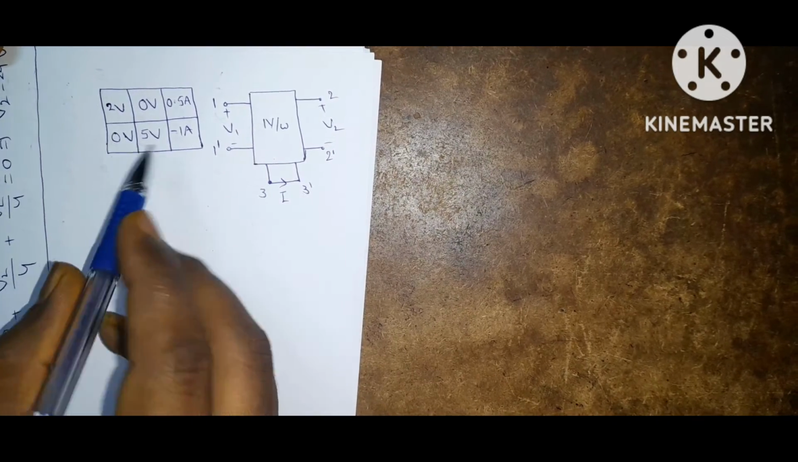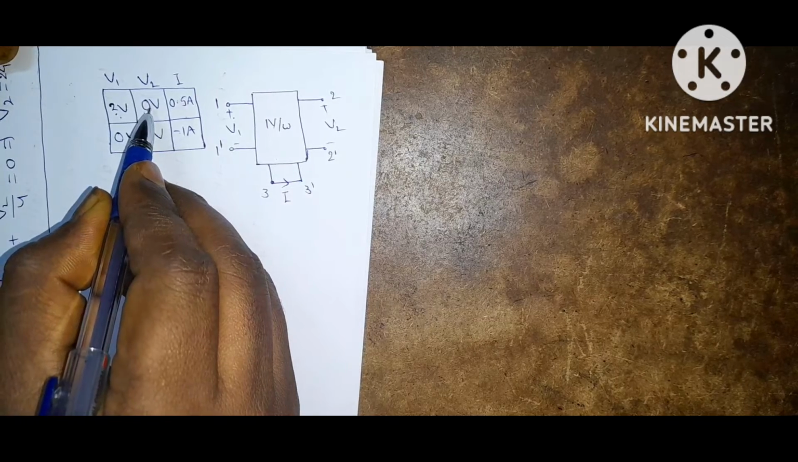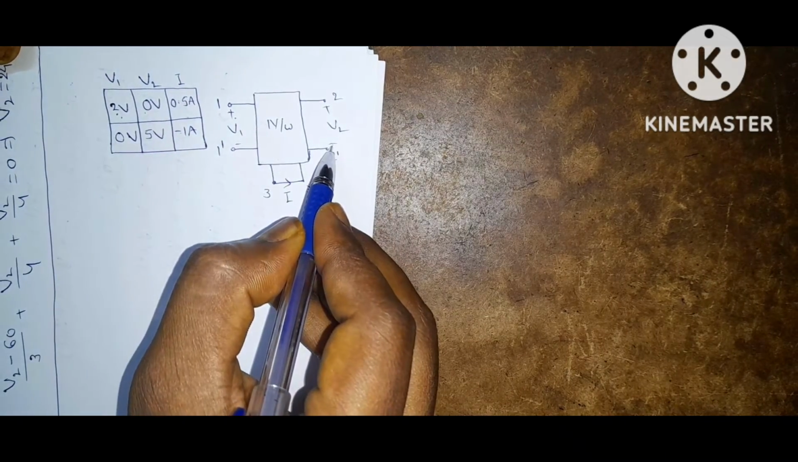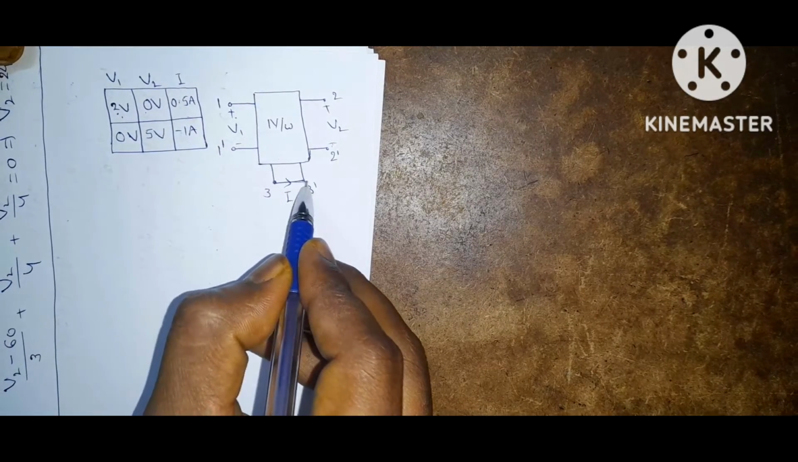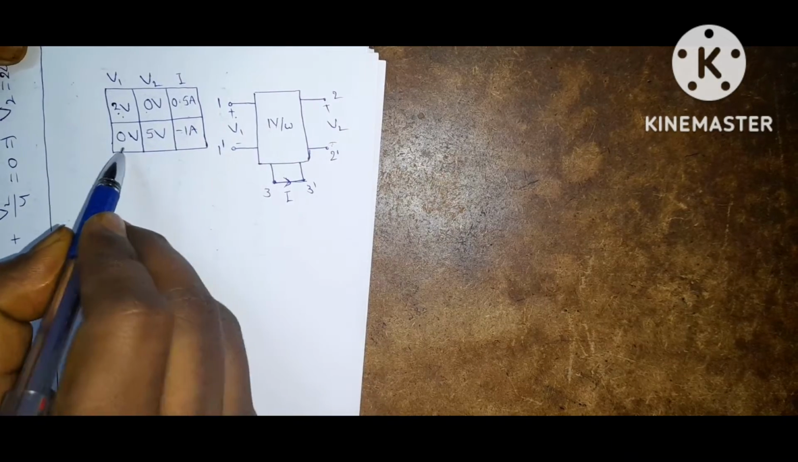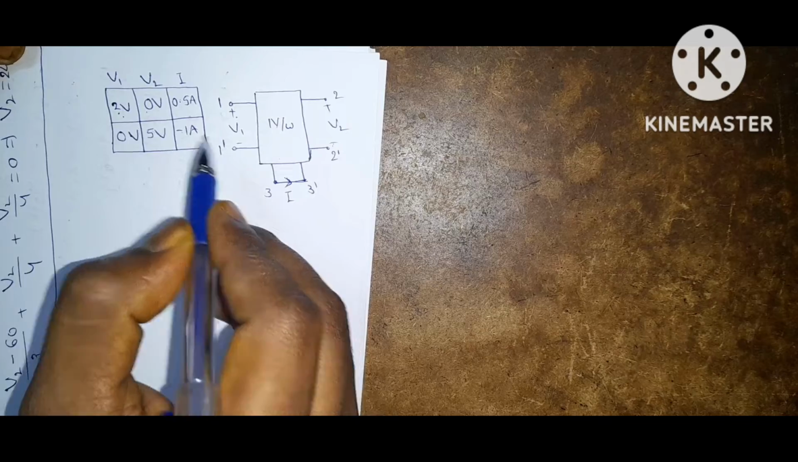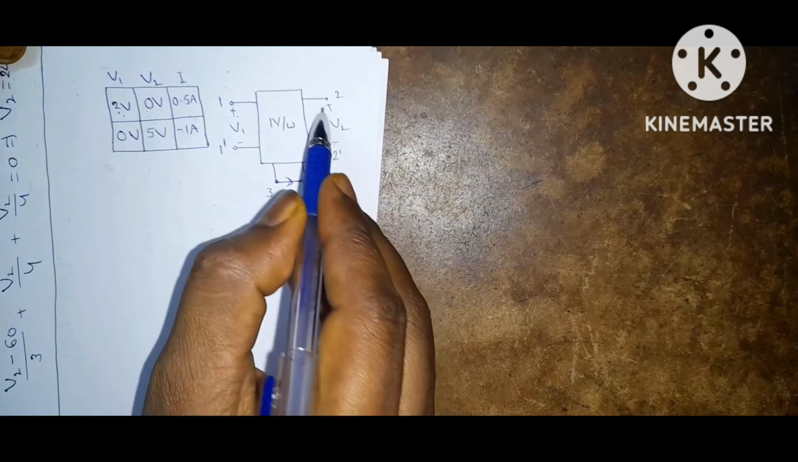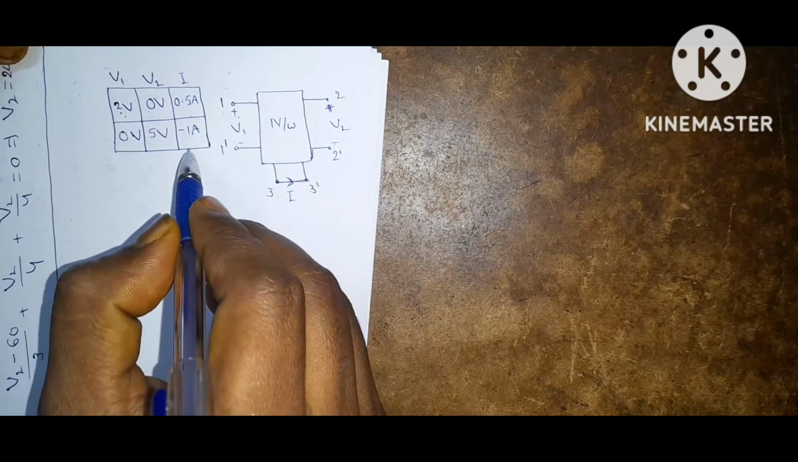If you observe here, if V1 is 2 volts and V2 is 0 volts, 0 volts means short circuit. Then the response, or current flowing through this branch, is 0.5 amps. If V1 is 0, that means this is a short circuit, and V2 is 5 volts. This excitation or input is 5 volts. Then current is minus 1 amps.